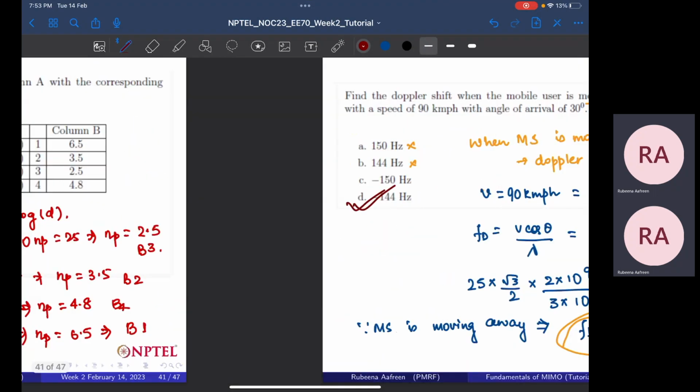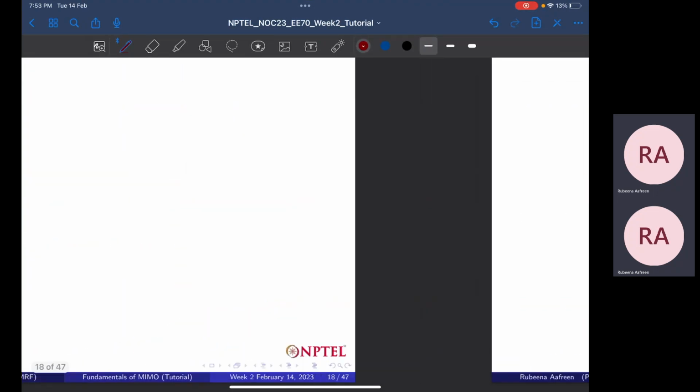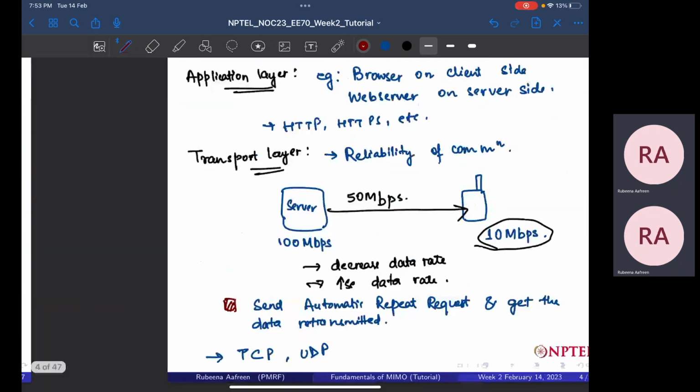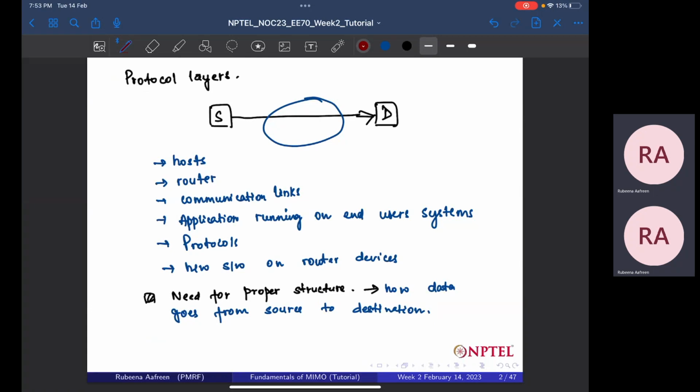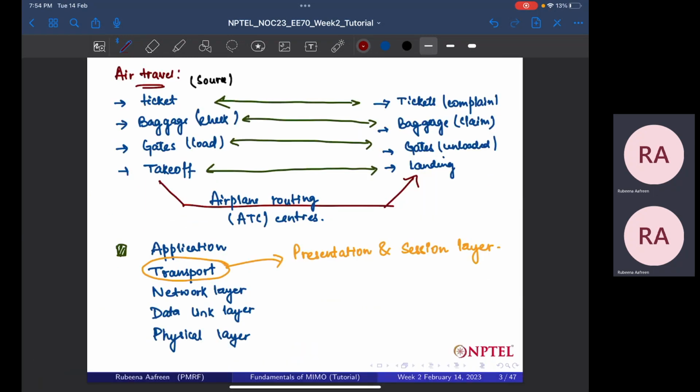So to conclude, what we had today was, I'll again reiterate, we started with the introduction of OSI layers, where we know that from source to destination we have to travel, and there will be some components in between the source and destination. So what we need is a proper structure to go from the source to destination. So for that, the different OSI layers are there. So the main five protocol layers are application layer, transport layer, network layer, then data link layer, and then physical layer. This physical layer is responsible for physical transmission. Then there are presentation and session layers also in the 7-layer OSI model that we have also seen.